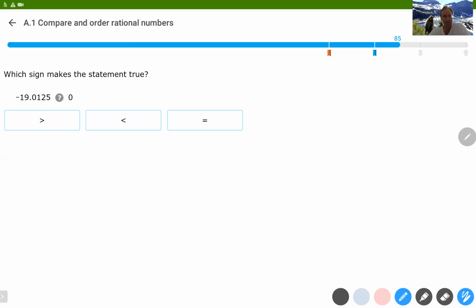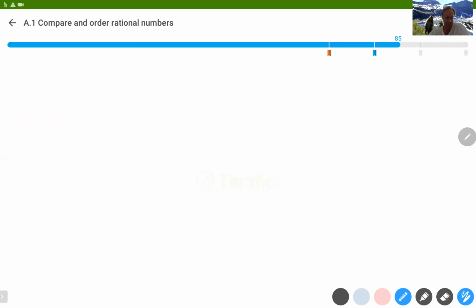Negatives are always smaller than 0. So there you have it. Boy, some of them were harder and some of them were easier.